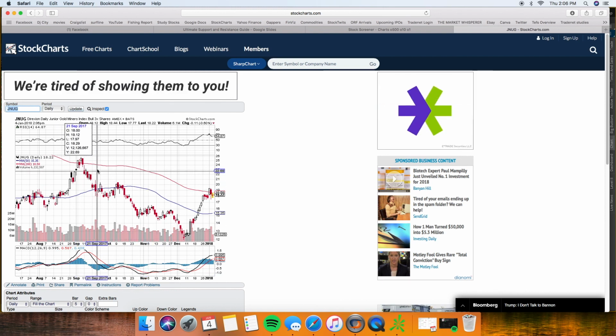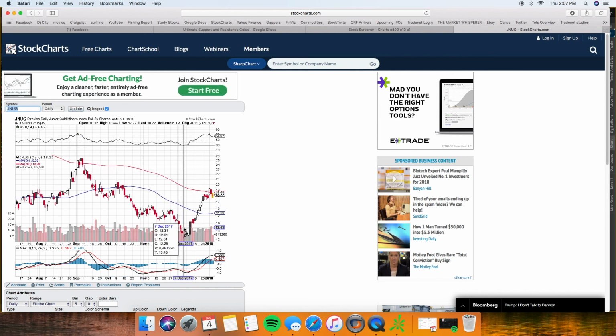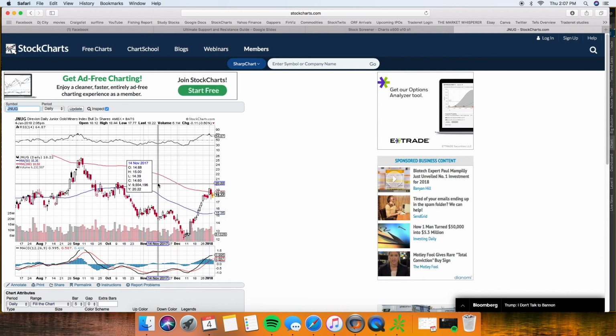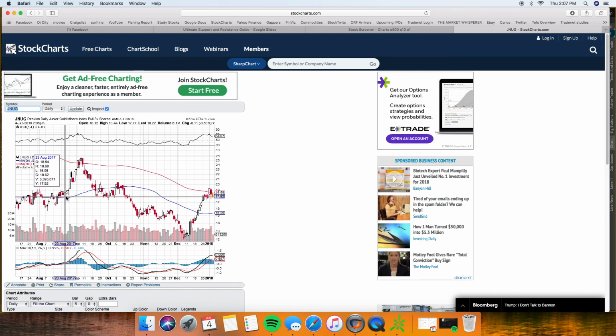This is a 50-day moving average. This is a 200-day moving average. This thing does not care. The people that are buying and selling gold do not care about moving averages on this. So just take that into account. So if your strategy would be to, oh, I'm going to buy it if it breaks over the 50-day moving average, you're going to get chopped. You're going to lose all your money.